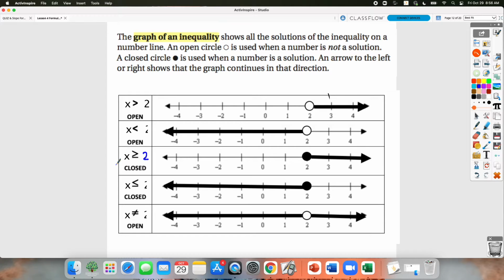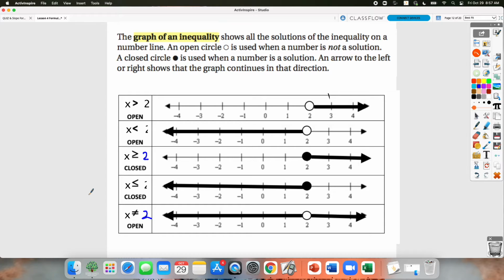And then we talked a little bit about this symbol earlier. For x is not equal to 2, that means 2 is the only number that x cannot be equal to. So we would have an open circle on 2, but then everything else on our graph would be shaded in, because x can literally be any number in the world except for 2.